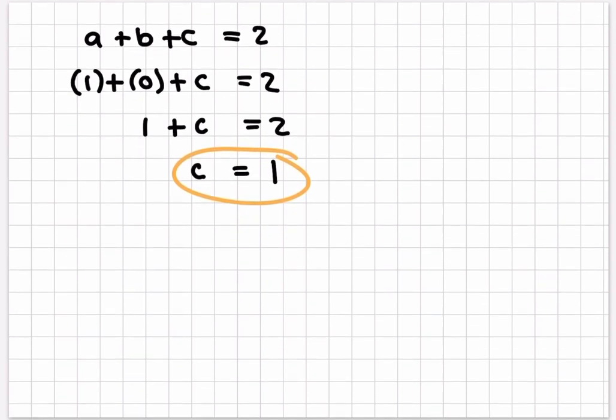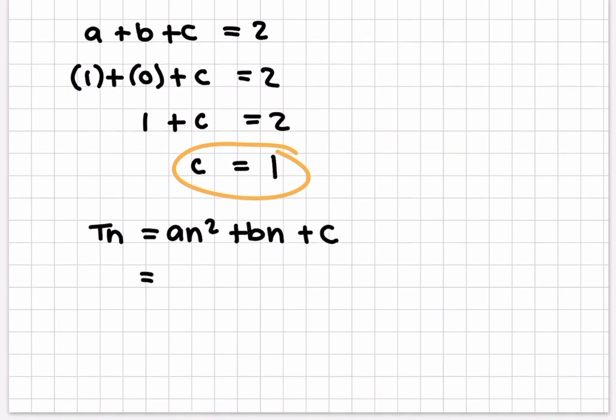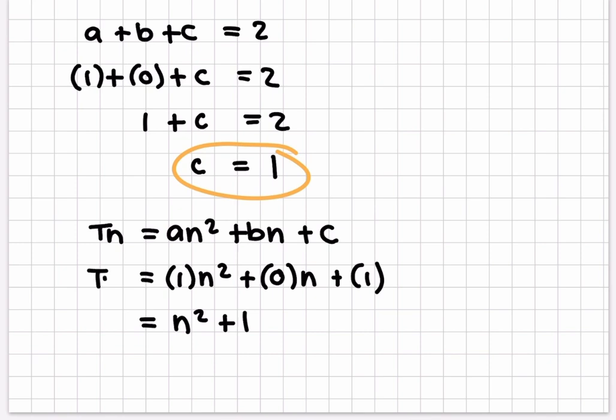Our formula is Tn equals an squared plus bn plus c. So our a value was equal to 1n squared, our b value was equal to 0n, and our c value was equal to 1. So our answer is just n squared plus 1. This is the formula for the general term.